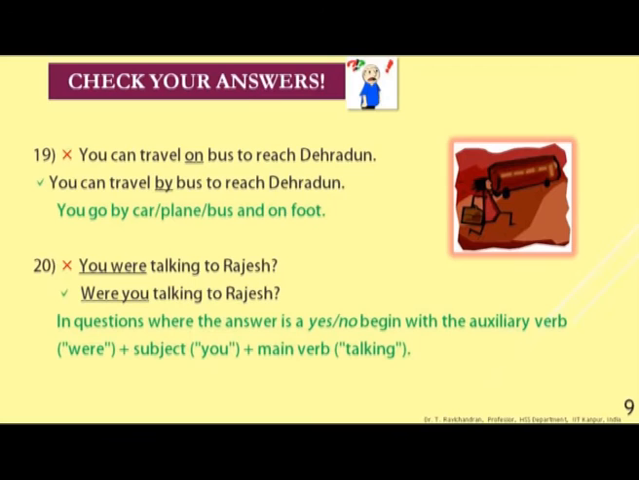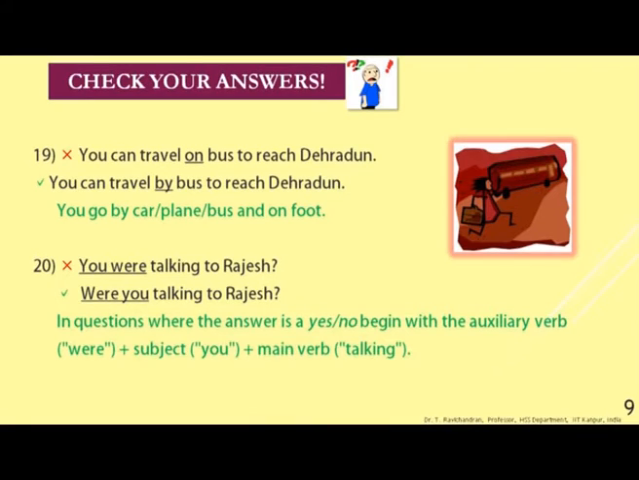The last one, wrong form, you were talking to Rajesh. The right form, were you talking to Rajesh? Explanation, in questions where the answer is a yes or no, begin with the auxiliary verb. Here what is the auxiliary verb? Were plus subject, here it is you, plus main verb talking. Okay. So, remember this. I hope you have checked the answers.